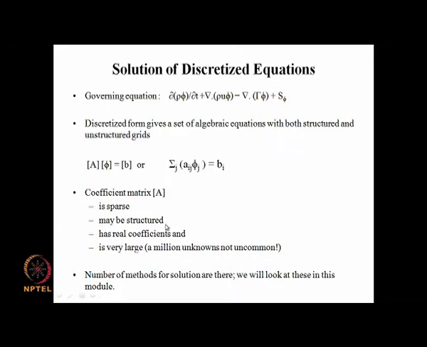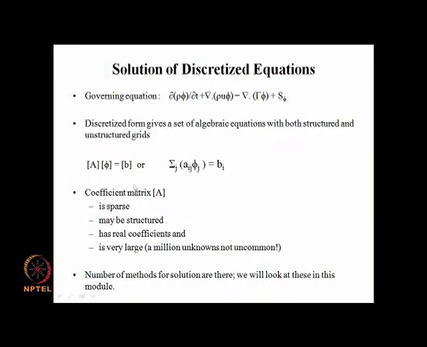And as we have seen, it may be structured in the sense that the non-zero coefficients may lie along certain diagonals, and also importantly the coefficients are real, they are not imaginary, because these are essentially the velocities and some physical properties of the fluids and the grid spacing and so on. So, there is no reason why these coefficients are non-real. So, these are real coefficients, and in general the coefficient matrix is very large.